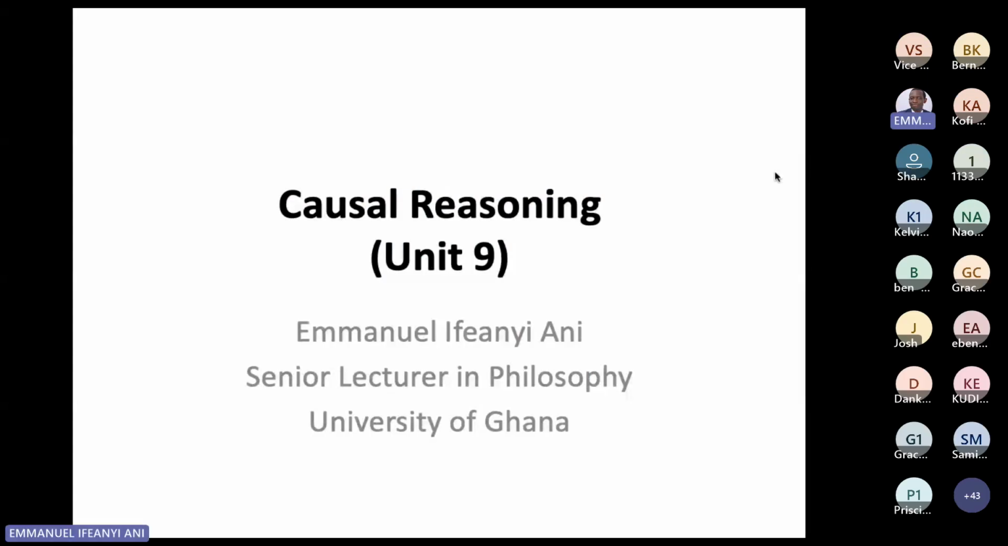Today we are looking at causal reasoning. Last week we were discussing inductive reasoning, and I think I had mentioned that causal reasoning is a type of inductive reasoning.